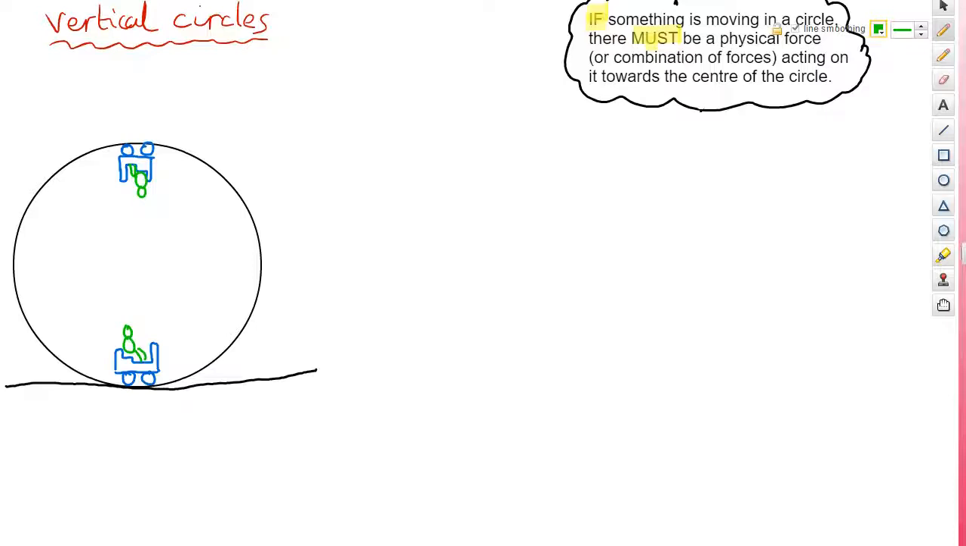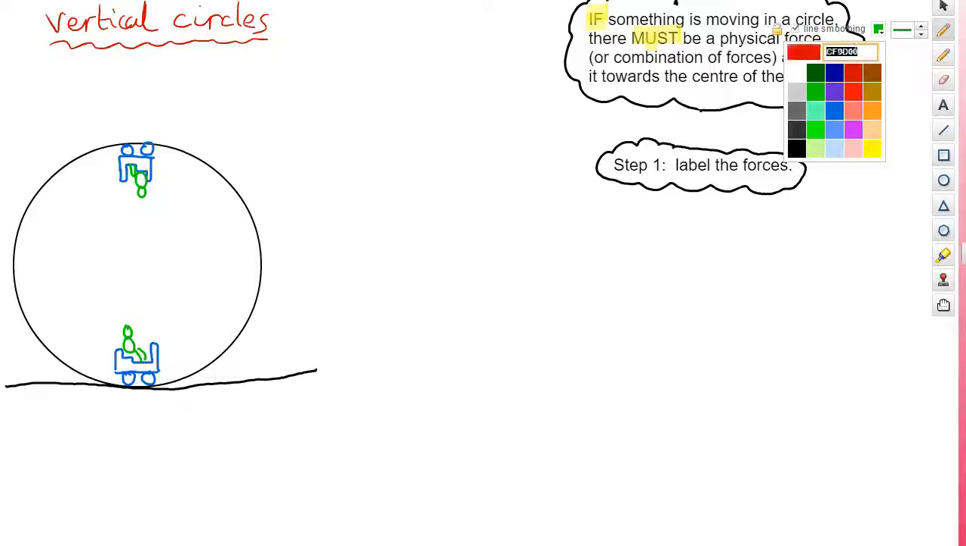And of course, this time the situation is a bit different whether you look at the top or the bottom. Well, let's follow our rules. So, step one, remember, is to label all the forces. So, we need to do that twice now. We need to do it for the top situation and the bottom situation.